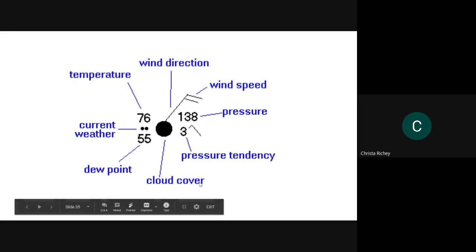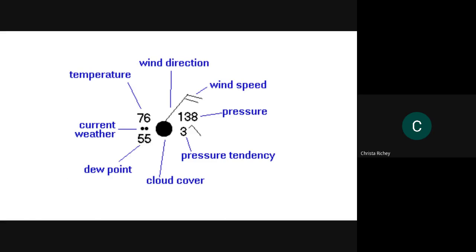So at the very bottom, this is showing cloud cover. It's however much of this circle is filled in. This is completely filled in. This is completely overcast. If you draw a pie chart, you just draw a circle and split it into quarters. If only one of these is filled in, then there's 25% cloud cover. 2 of them would be 50%. 3 of them would be 75%, and completely filled in would be 100%.